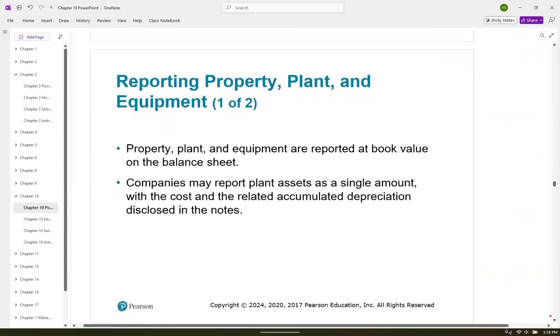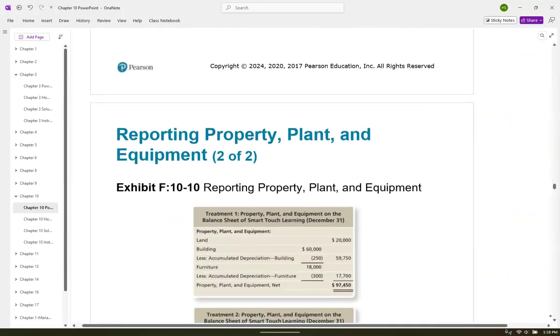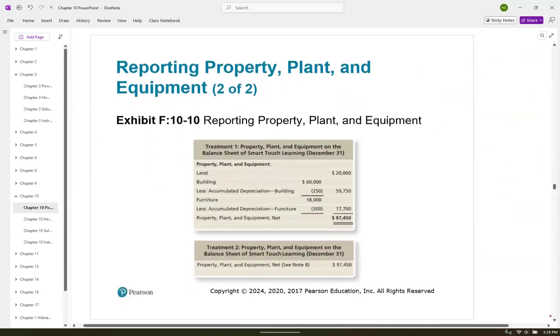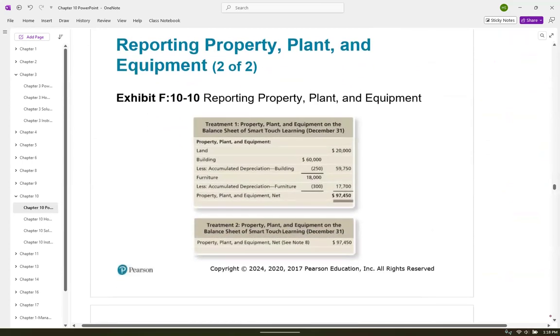All right. This was a long section. I do apologize. How does it look when we present this on the balance sheet? I believe I showed you this, so this should just be a review. Notice we have land. Notice land doesn't have an accumulated depreciation because we don't depreciate land. Okay, our building has some depreciation in it. And notice this is that contra asset account.